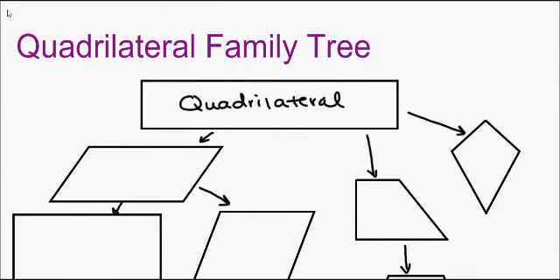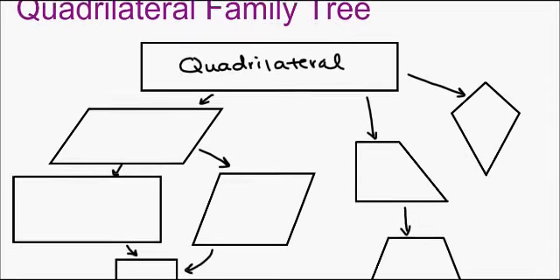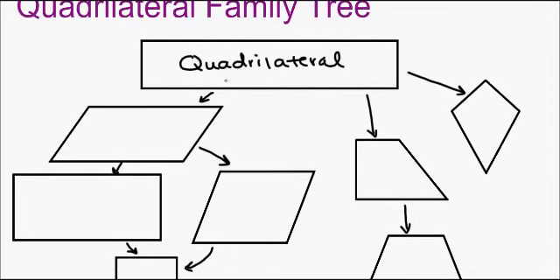Okay, so we're going to start off with the quadrilateral family tree. I do expect you to know this. We are going to be talking about different types of quadrilaterals. So I've already filled in the top quadrilateral. This is your general term for any four-sided polygon. So any polygon with four sides.